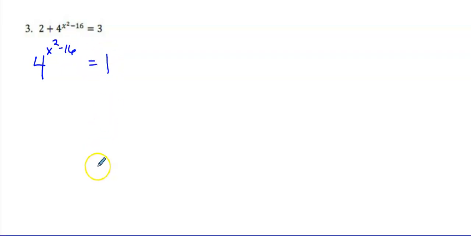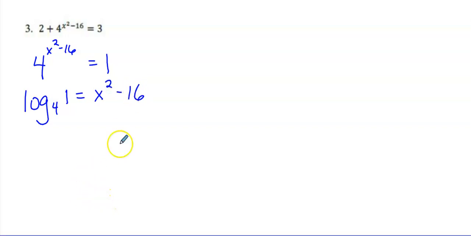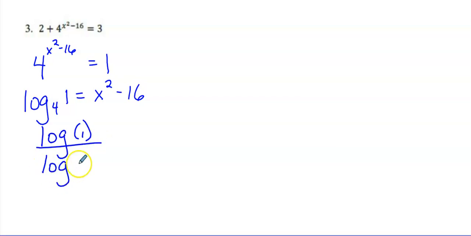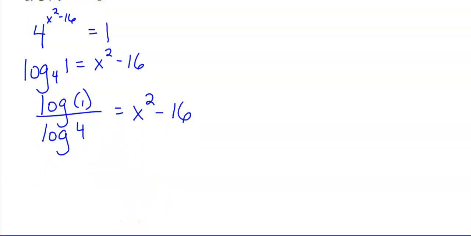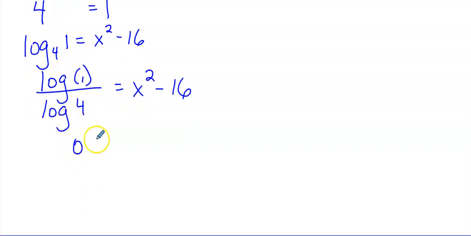So that equals 1. Rewrite in log form, log base 4, and then 1 goes here, equals x squared minus 16. Okay. Log base 1 is 0. So when I enter that in my calculator, we're going to get 0, because 0 divided by anything is 0. So 0 equals x squared minus 16.